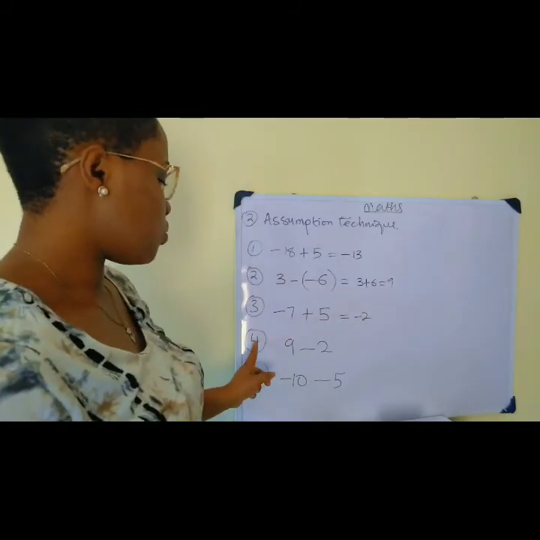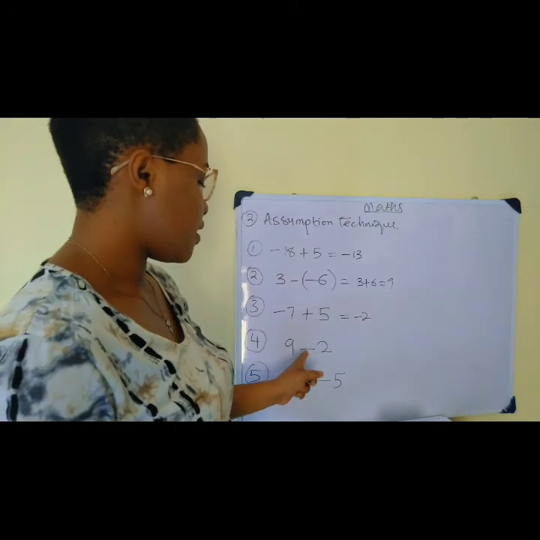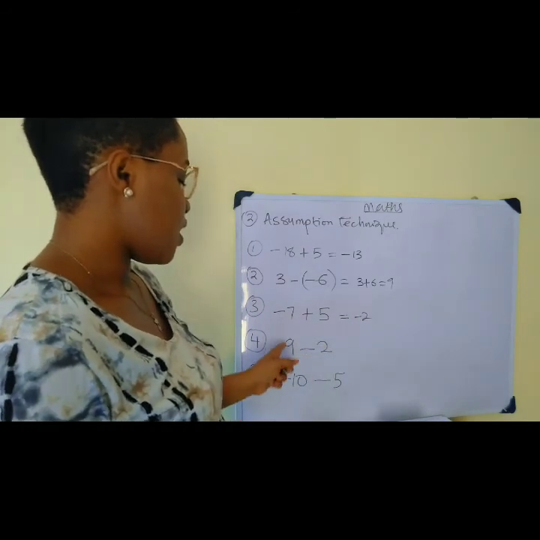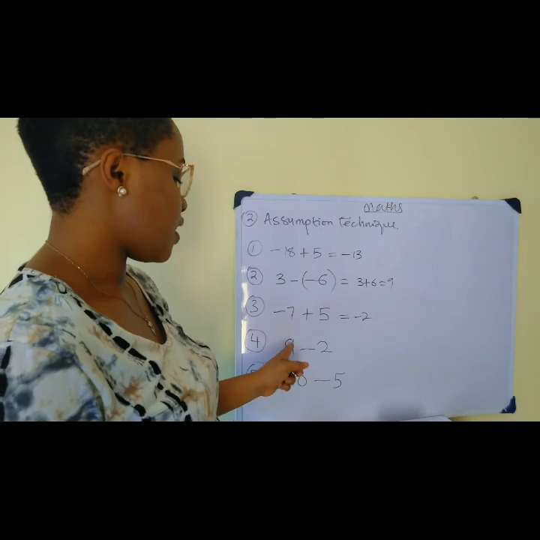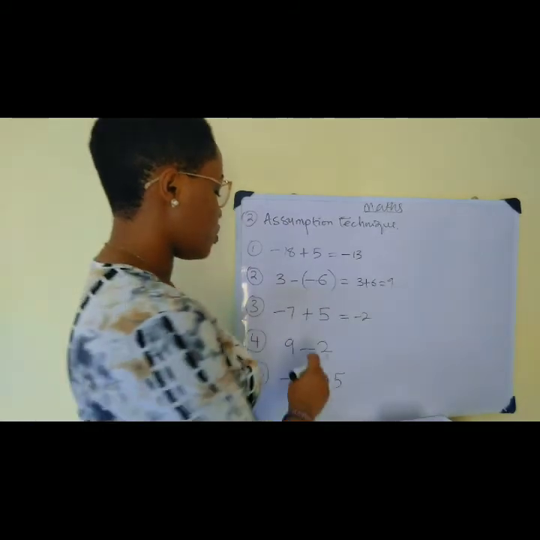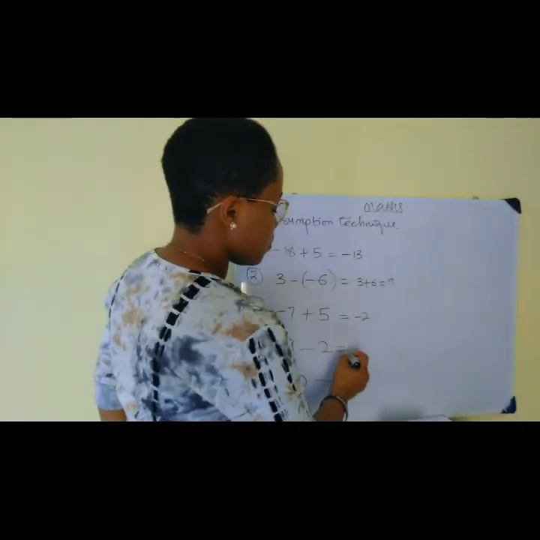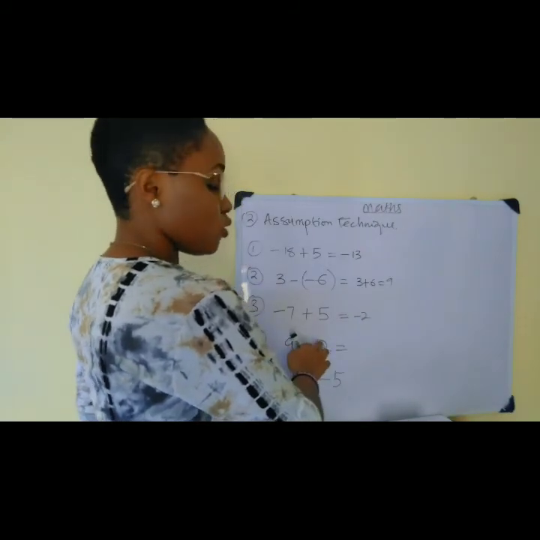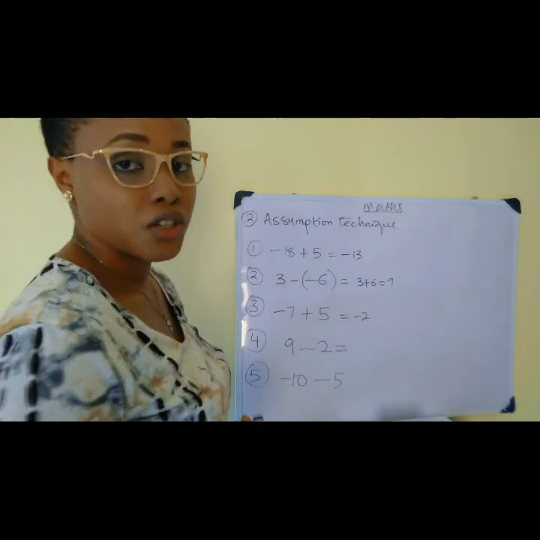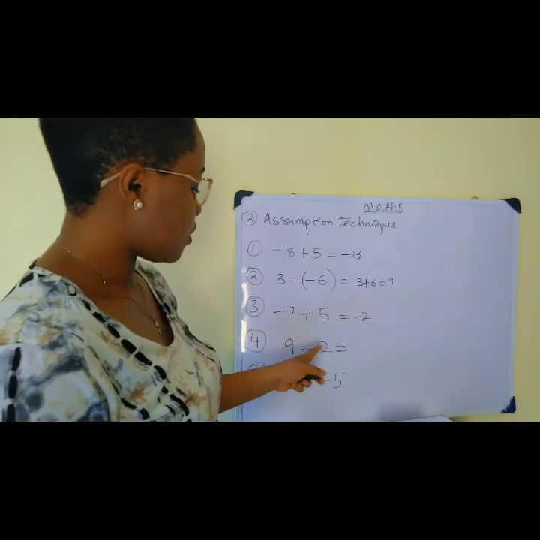The fourth one is positive 9 minus 2. Now you have 9 at hand and you're owing 2 because it's a negative 2. Now 9 can comfortably pay 2 and still have a positive change. So 9 minus 2 is 7.